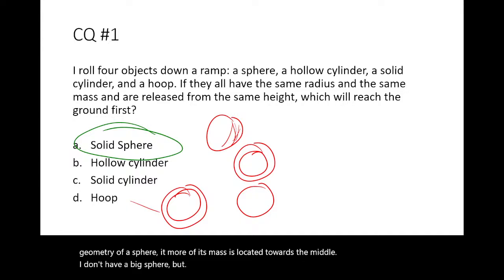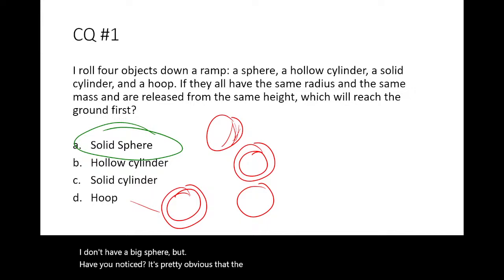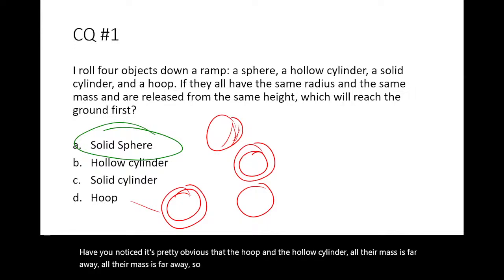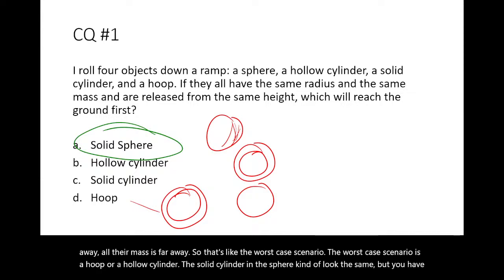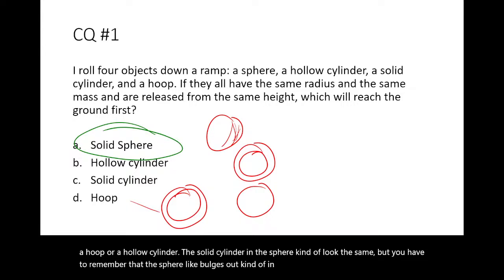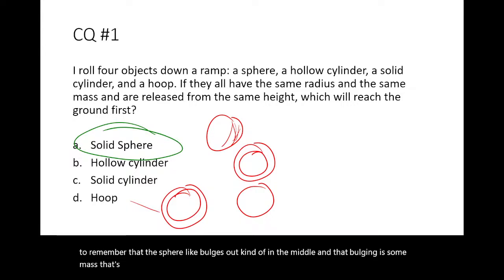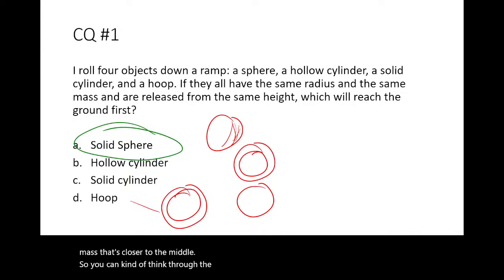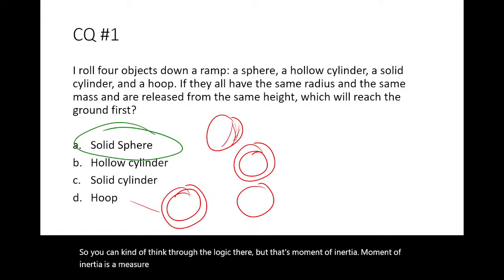If you notice, it's pretty obvious that for the hoop and the hollow cylinder, all their mass is far away. So that's like the worst case scenario. The solid cylinder and the sphere kind of look the same, but you have to remember that the sphere bulges out in the middle, and that bulging is some mass that's closer to the middle. So you can think through the logic there. But that's moment of inertia. Moment of inertia is a measure of how the mass is spread out. That's what we're going to be finding. The farther away it is, the harder it is to rotate that object.